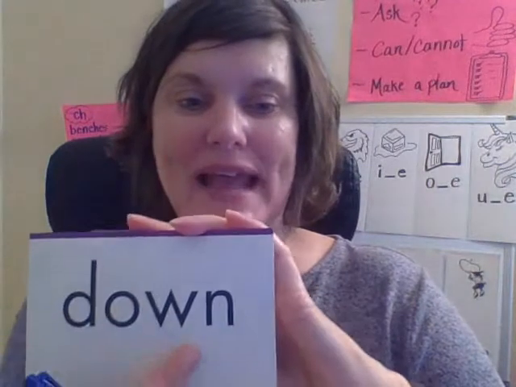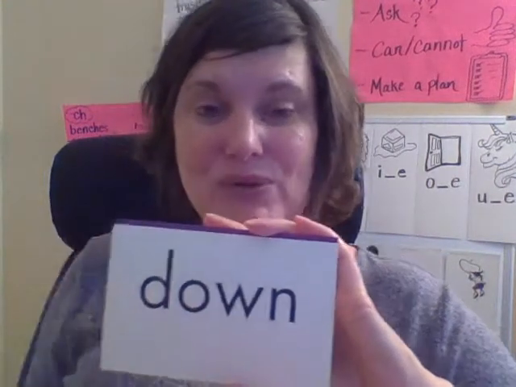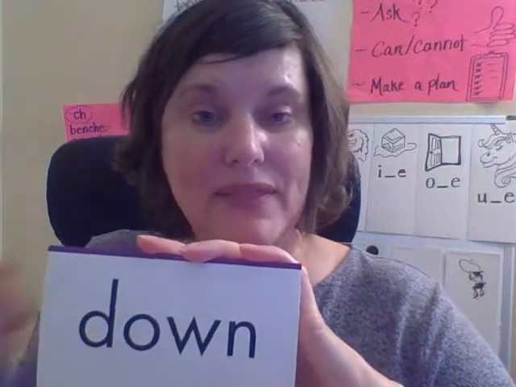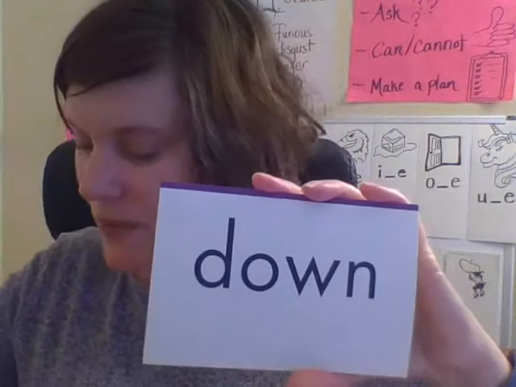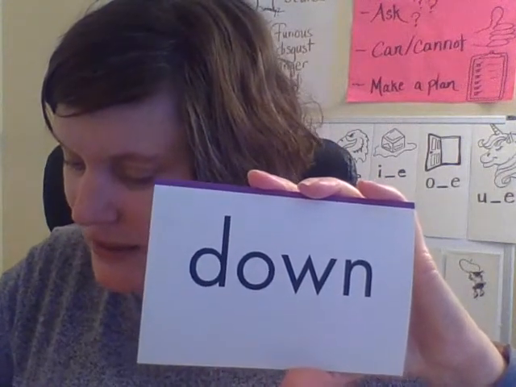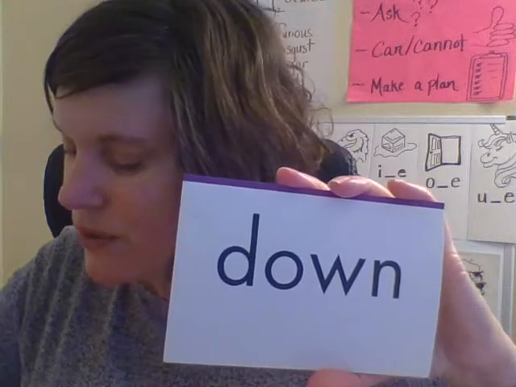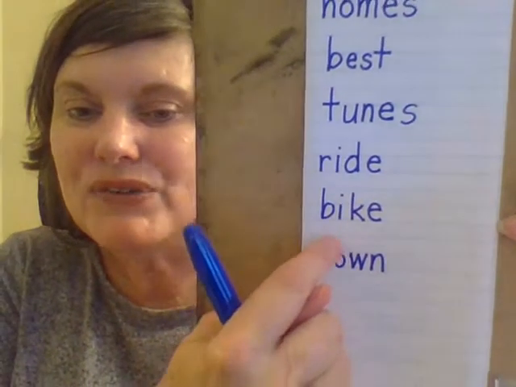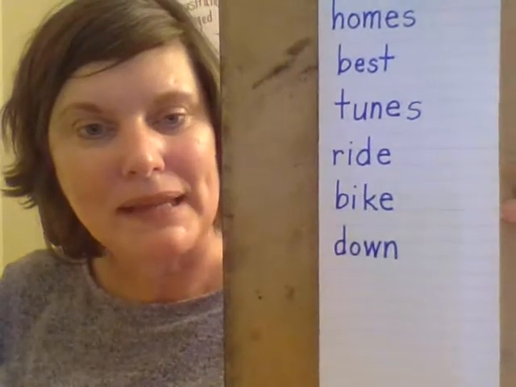Last word is a sight word. We're going to spell down. D-O-W-N, down. Okay, remember as you spell it, I want you to say the letters out loud. That way you see it, hear it, and you feel it while you're writing it. Here we go. Down. D-O-W-N, down. Good. Remember the D goes to the top line. The rest of the letters are just going to go to the midline.